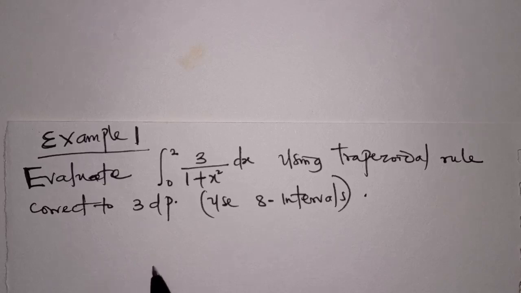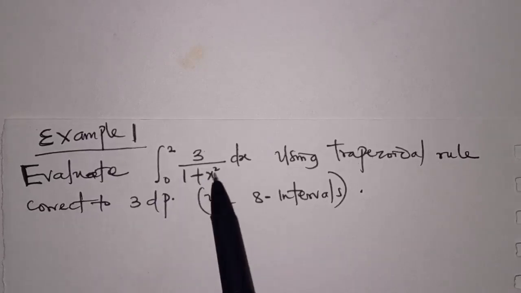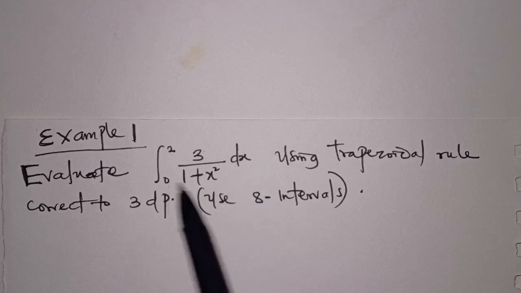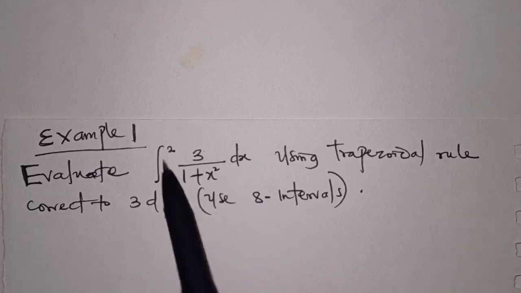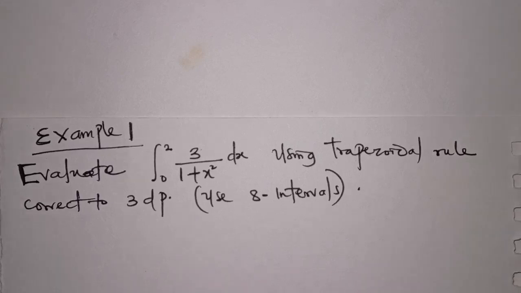All right, let's take this example. Let us evaluate the integral of 3 over 1 plus x squared dx from x equal to 0 to x equal to 2 using the trapezoidal rule, correct to 3 decimal places, and we are to use 8 intervals.